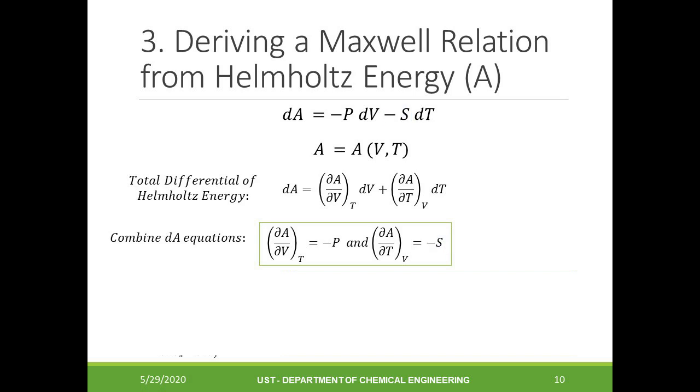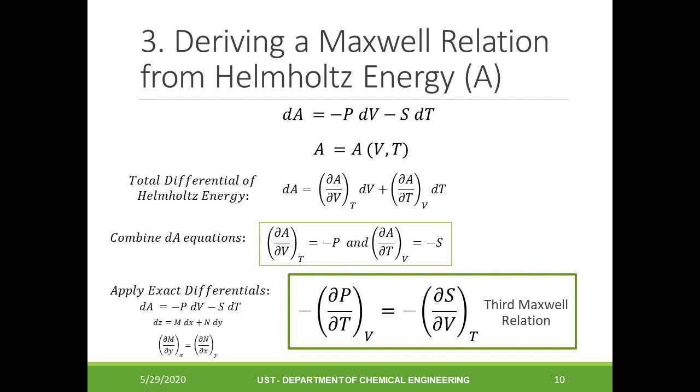Now, we make use of the fact that Helmholtz energy is a state function, so we can write it as an exact differential. Since dA is an exact differential, we know that the derivative of the negative of pressure with respect to the change in temperature has to be equal to the derivative of the negative of entropy with respect to the volume variable. Since the temperature is changing in the left term, then the volume has to be constant. And since the volume is changing in the right term, then the temperature has to be constant.